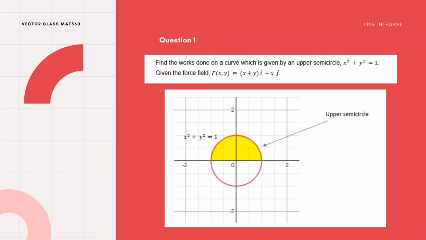This is our question 1, where we need to find the work done on a curve which is given by the upper semicircle x squared plus y squared equals 1, given the force field F(x,y) equals (x plus y) vector i plus x vector j.